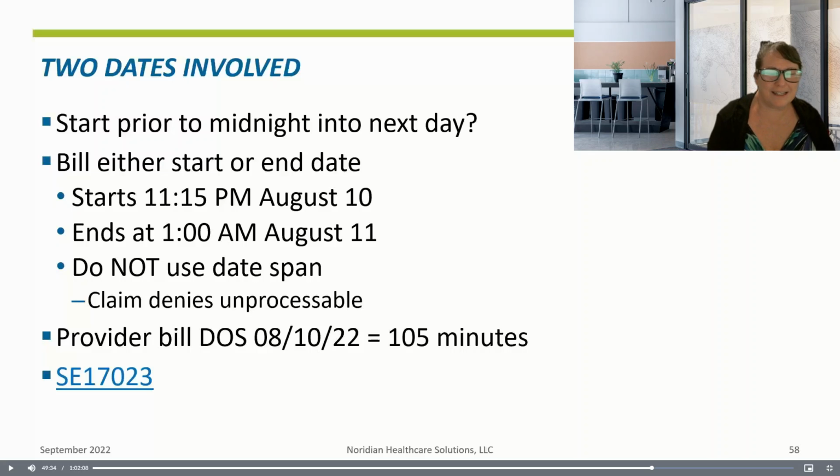The other part was, as I said, this reminded me of it. This is Medicare, so this is a Noridian carrier, but this is still just, like I said, a very good reminder of when you have surgery that starts at, let's say, 11 o'clock at night and runs into the next day. How do you report that? Well, they tell you do not use a date span. So if it started at 11:15 on August the 10th and ended at 1 a.m. on August the 11th, you would choose one of those. They don't care whether you choose the start date or the end date, but you want to make sure that you report the accurate time.